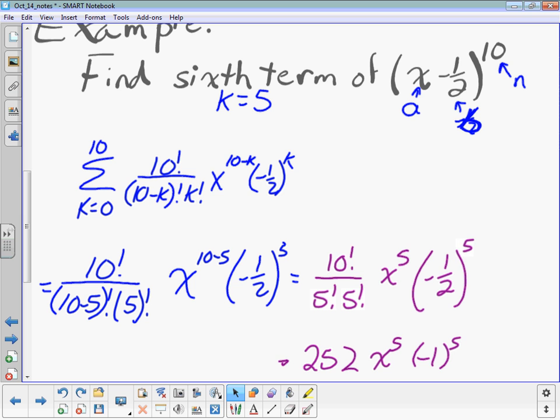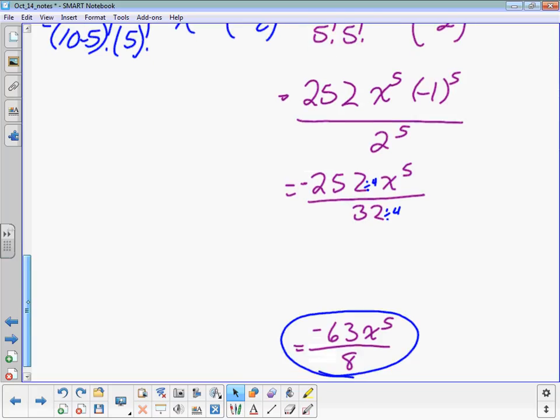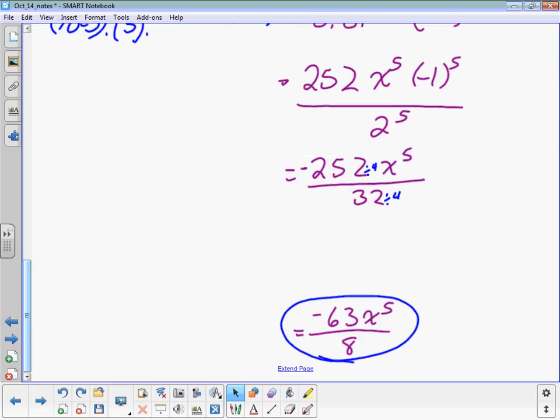So if I'm looking for the 12th term, I'm going to have k equal 11. If I'm looking for the 3rd term, k is going to equal 2. That's the way it works.